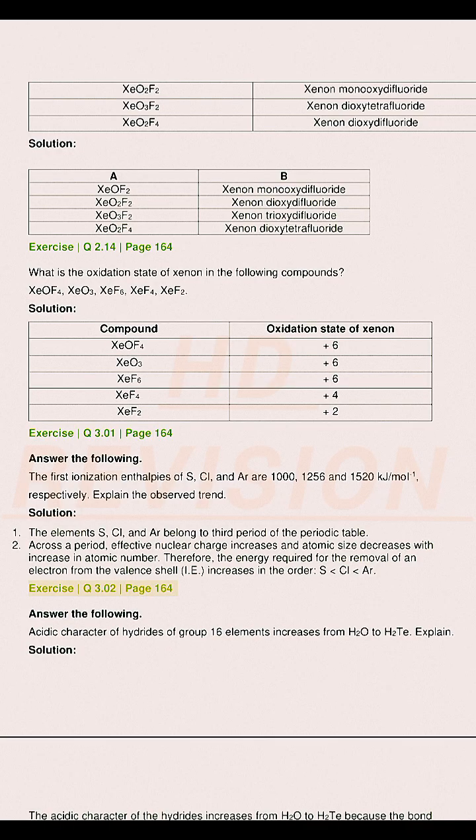Exercise Q3.02, page 164. Answer the following. Acidic character of hydrides of group 16 elements increases from H2O to H2Te. Explain. Solution.